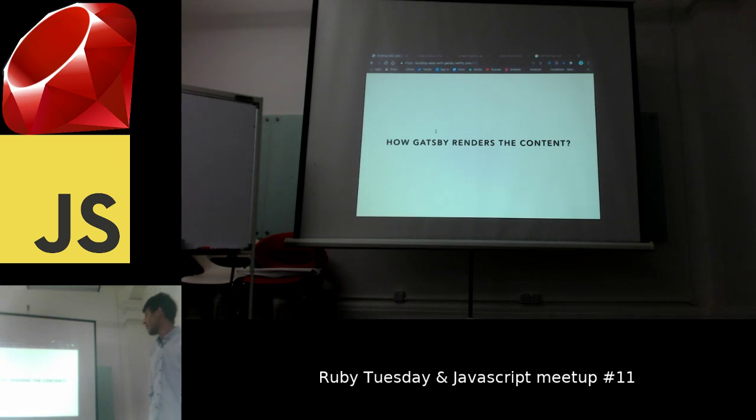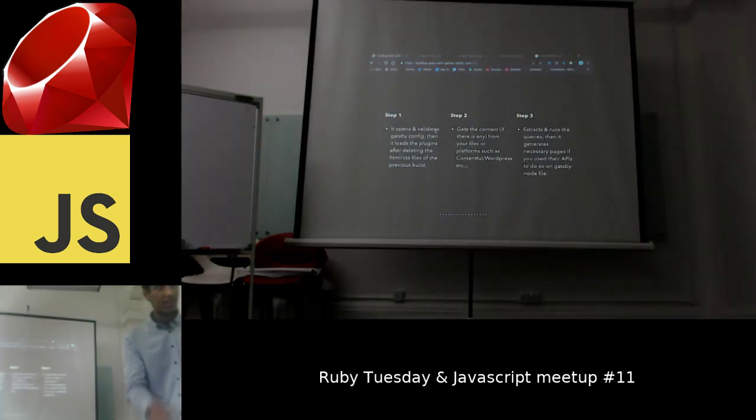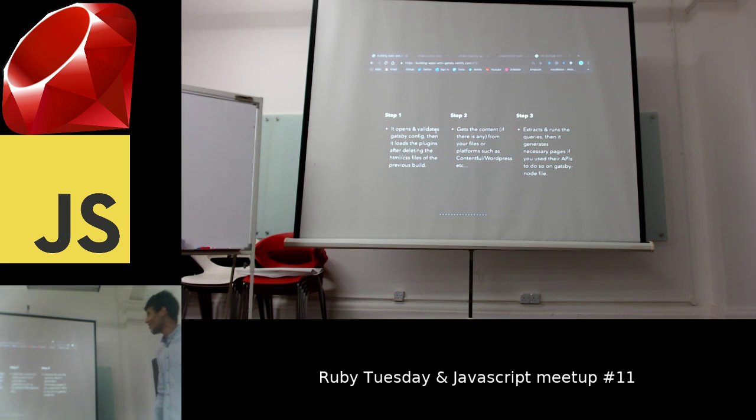So how does Gatsby render the content? How does that pre-rendering work? First of all, it opens and validates a file called Gatsby config. Then it loads any installed plugins and deletes the previous build files. And then it gets the contents, if there is any, from your files or platforms, such as content from WordPress. And it extracts and runs the GraphQL queries and generates necessary pages if you implement that logic in a file called the Gatsby node.